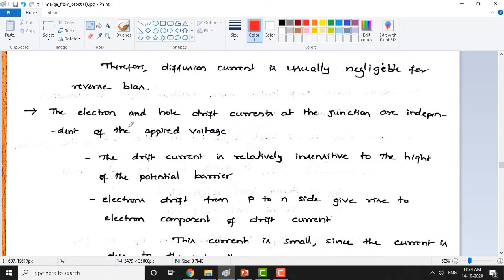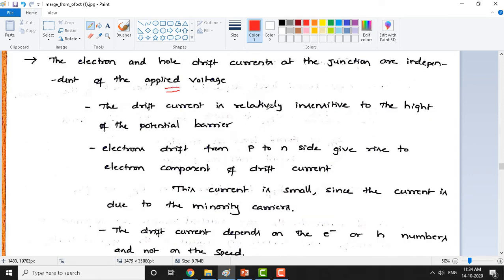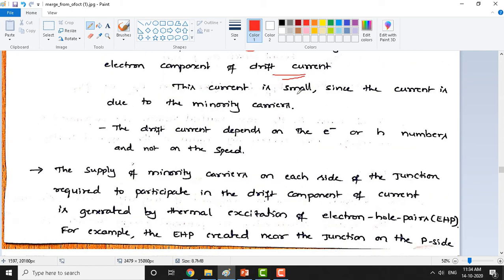Okay, so electron and hole drift currents at the junction are independent of the applied voltage. This I already told you, it doesn't depend on the amount of reverse voltage you apply. The drift current is relatively insensitive to the height of the potential barrier. It is independent of that. Electrons drift from p to n side. Electrons are the minority carriers on the p side, and they drift from the p to the n side. That gives rise to the electron component of the drift current here. This current is very small since it is due to the minority carriers.